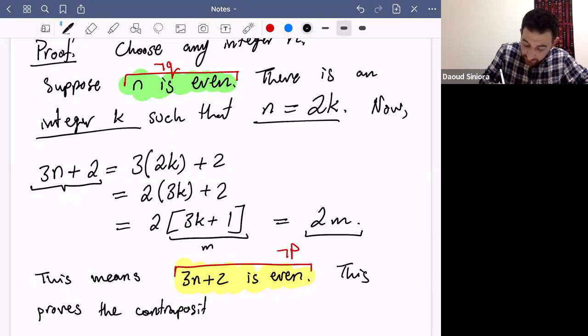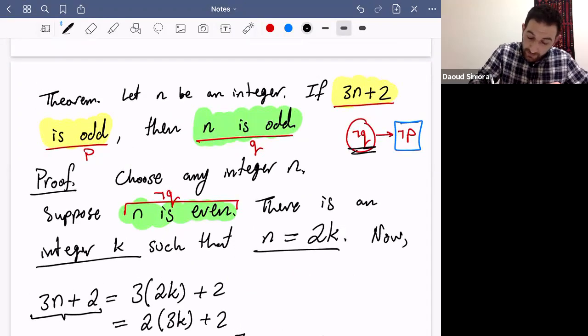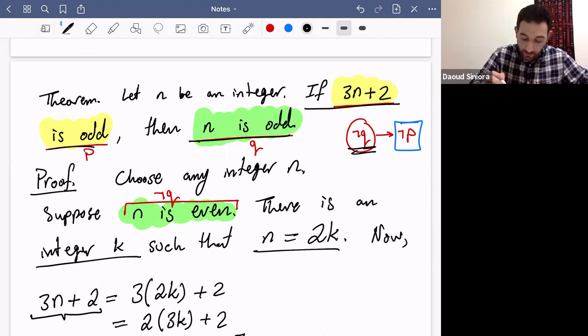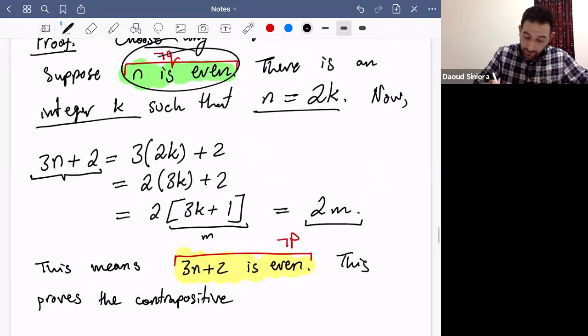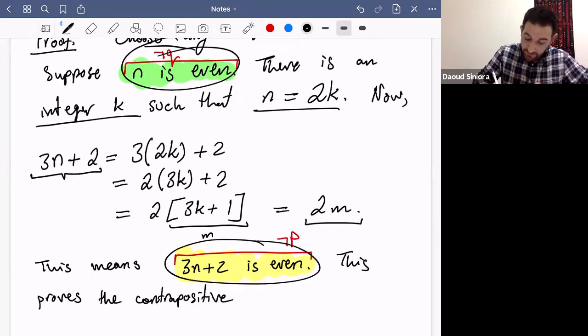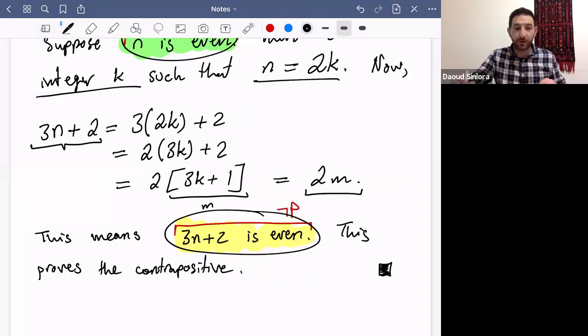The contrapositive of what? The contrapositive of the statement in the theorem that if 3n plus 2 is odd, then n is odd. Its contrapositive says if n is not odd, then 3n plus 2 is not odd. In other words, if n is even, then 3n plus 2 is even. This completes the proof, and we finish it by a black square here.